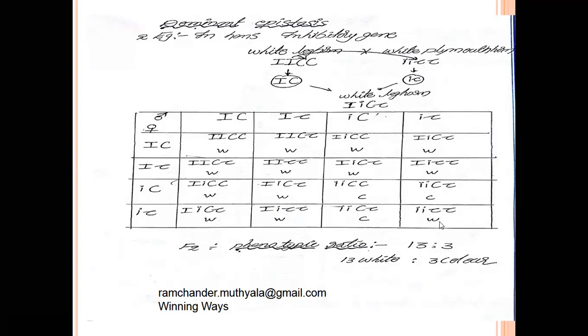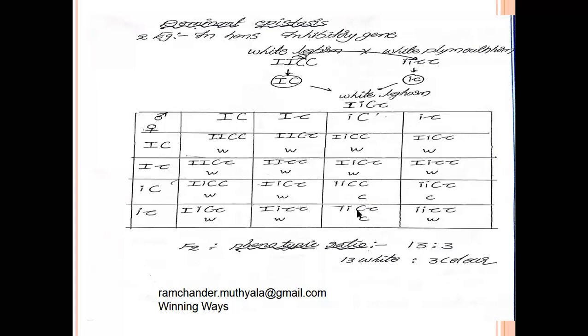Finally, from this Punnett checkerboard we can observe the phenotypic characters. In hens, white-colored hairs and colored hairs are identified. The white-haired hens are 13 and 3 belong to colored. How do these 3 express color? See here, in these 3 boxes, these 3 boxes contain 3 zygotes.